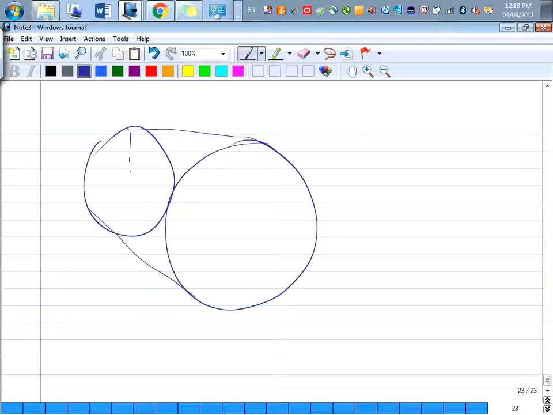Okay, so this is what we have. This is 10, 90 degrees, 90 degrees, and the centers are joined. 7 cm over here, 10 cm. Find the length of the string.